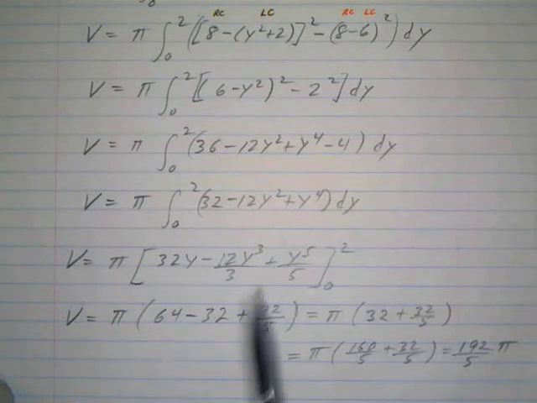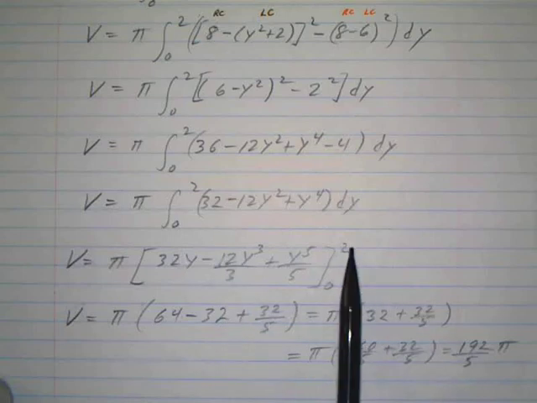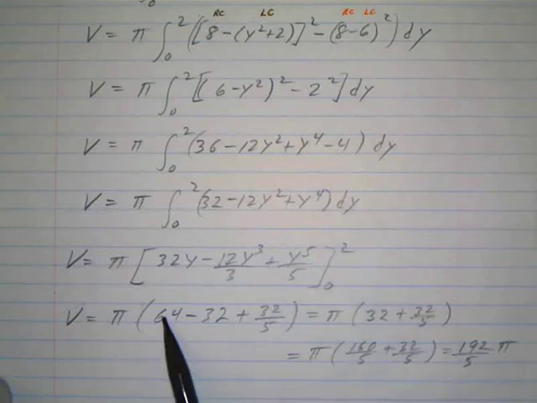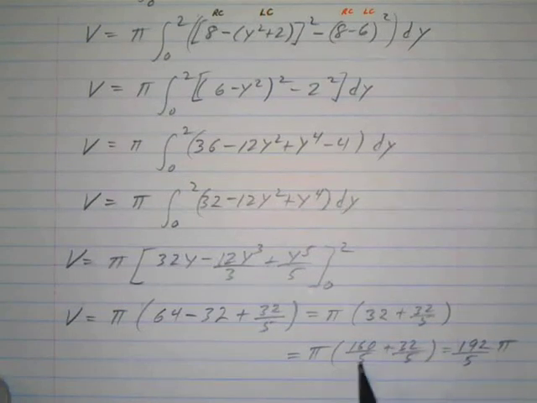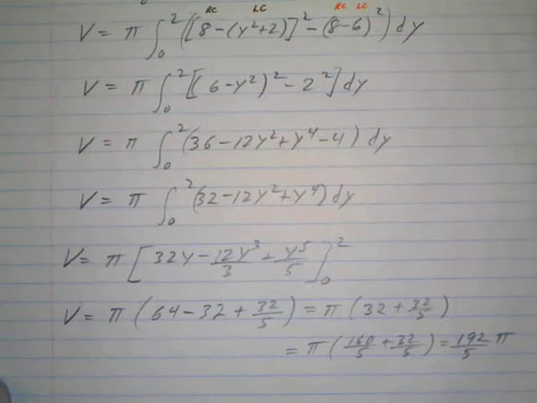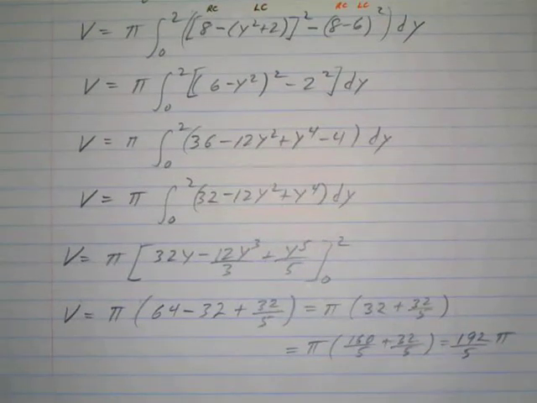32 times 2 is 64. 3 goes into 12 four times, and 2 cubed is 8, so 4 times 8 is 32. And I got 32 over 5. 64 minus 32 is 32, plus 32 over 5. This one I did work out: 160 over 5 plus 32 over 5 is 192 over 5 pi. So there you go. Once you set it up, that's easy. It's just making sure you understand how to find the big R and the little r.